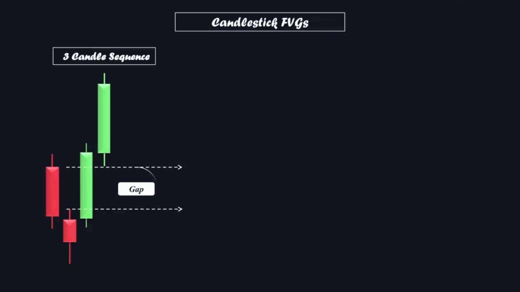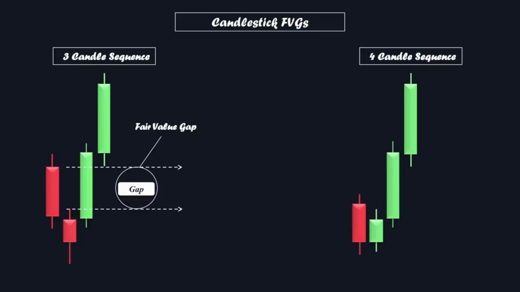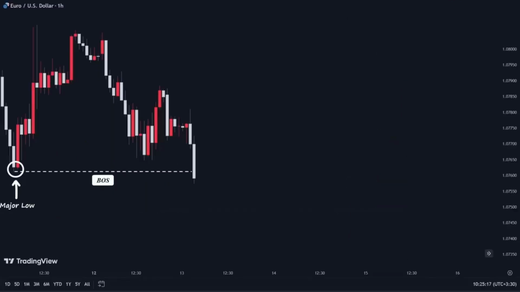So how to spot it? Look at 3 candles in a row. If candle 1 and candle 3 don't overlap much and there's a gap around candle 2, that empty space is the fair value gap. Why does it matter? Price often returns later to fill the gap before continuing. That's because the market likes balance. It wants to trade where it skipped earlier.